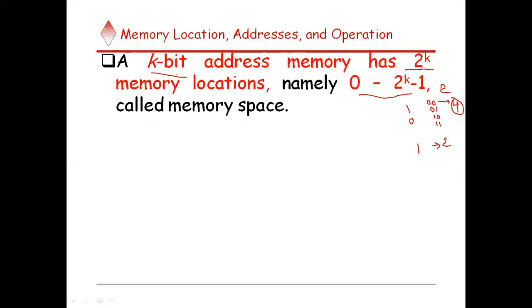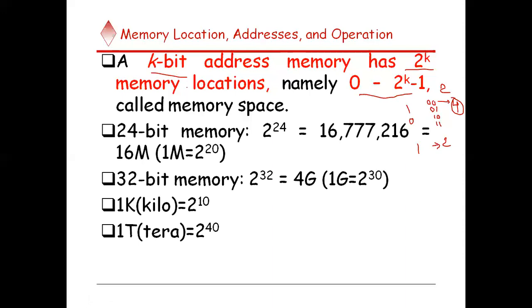If your address has k bits, then the total count of memory locations will be 2 raised to k, and that will vary from 0 to 2 raised to k minus 1. So these are a few examples. If your system uses 64 bits for representing a single memory location, then the total memory locations of the system is 2 raised to 24, that is 1 million. Even if your system is 32 bit, then a total of 2 raised to 32 memory locations are there. That means 4 gigabytes of memory will be there.